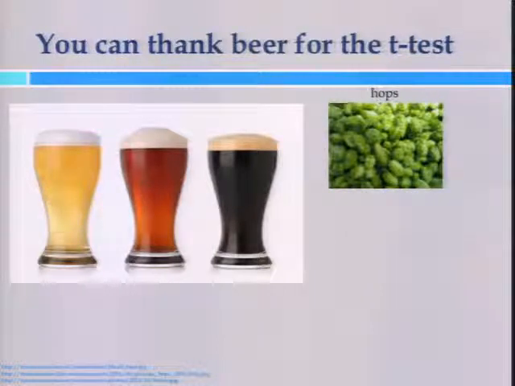The student's t-test was developed by William Gosset, who was an employee at Guinness Brewery, who wanted to analyze the chemical properties of the raw ingredients used in the brewing process, but had to account for small sample sizes. The story is Gosset published a paper on the t-distribution under the pseudonym Student to protect the company secrets and quality control. So you can thank beer for the t-test.